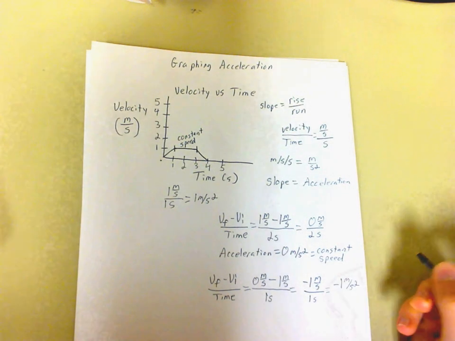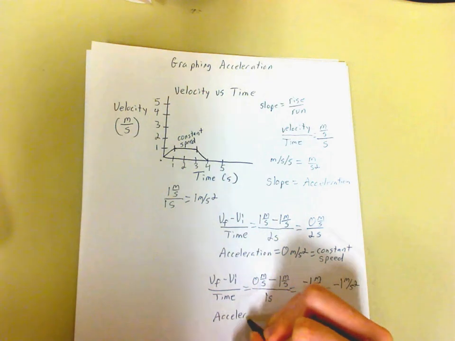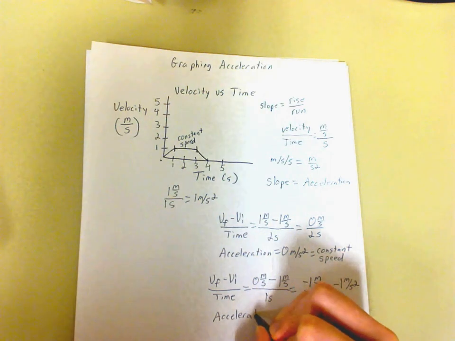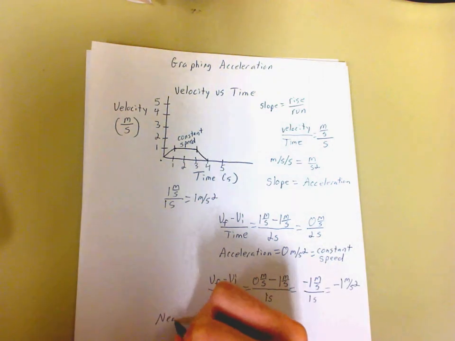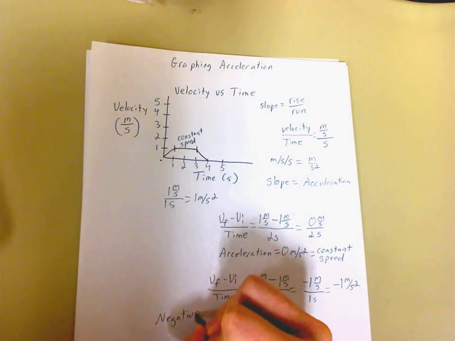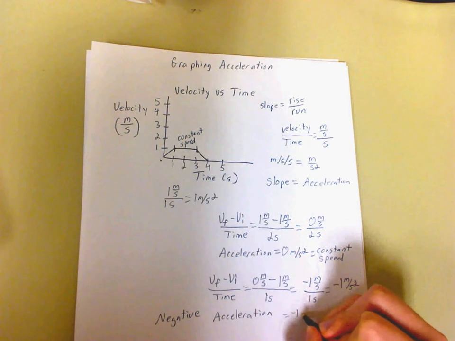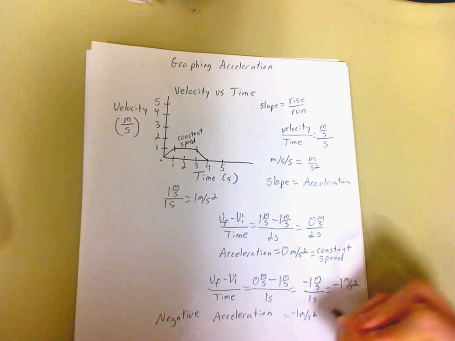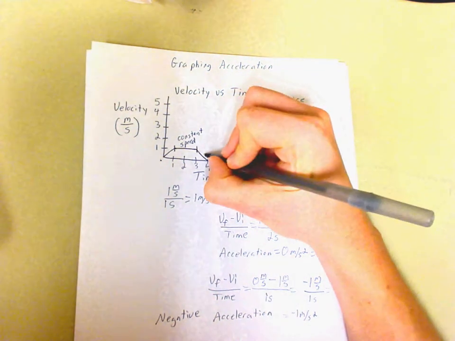So our acceleration is negative. Negative acceleration is what I'll put. Negative acceleration is negative 1 meter per second squared. And you also can see that since the slope is going down, you have a negative acceleration.